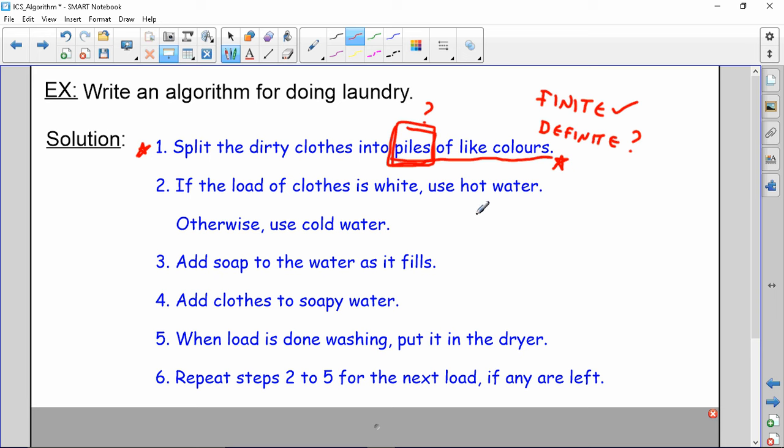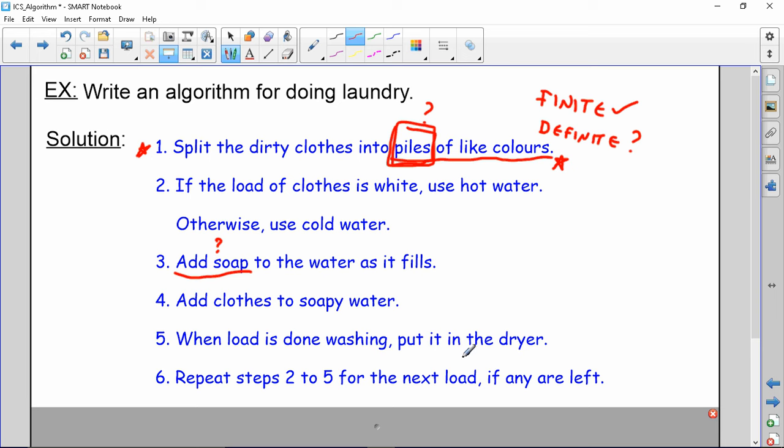Use hot water. You know, that's sort of controlled by the machine. So you could say how hot, but it's controlled by the machine. Add soap. How much soap? We don't know, right? And it depends on the size of the load. So depending on the audience, this might need to be a little more clear. The rest is actually pretty good.